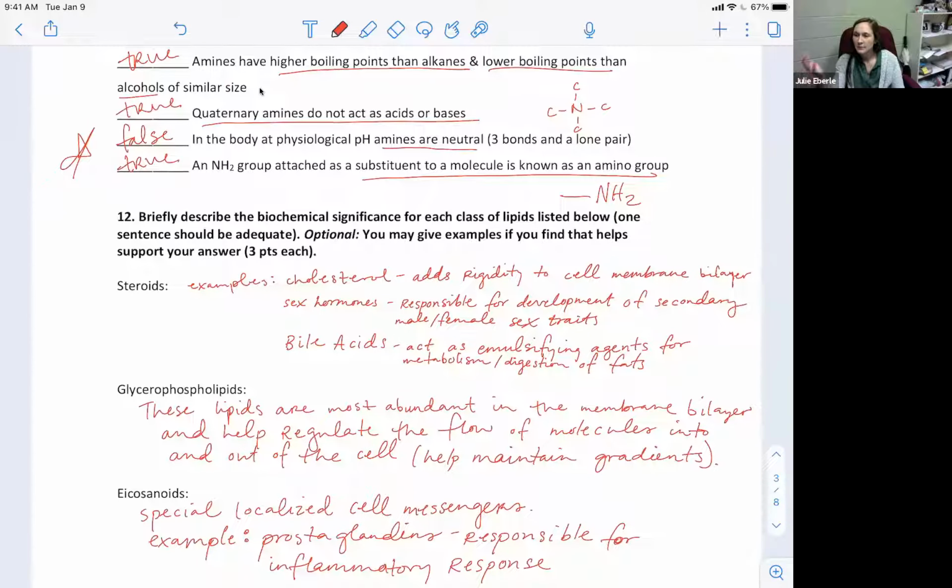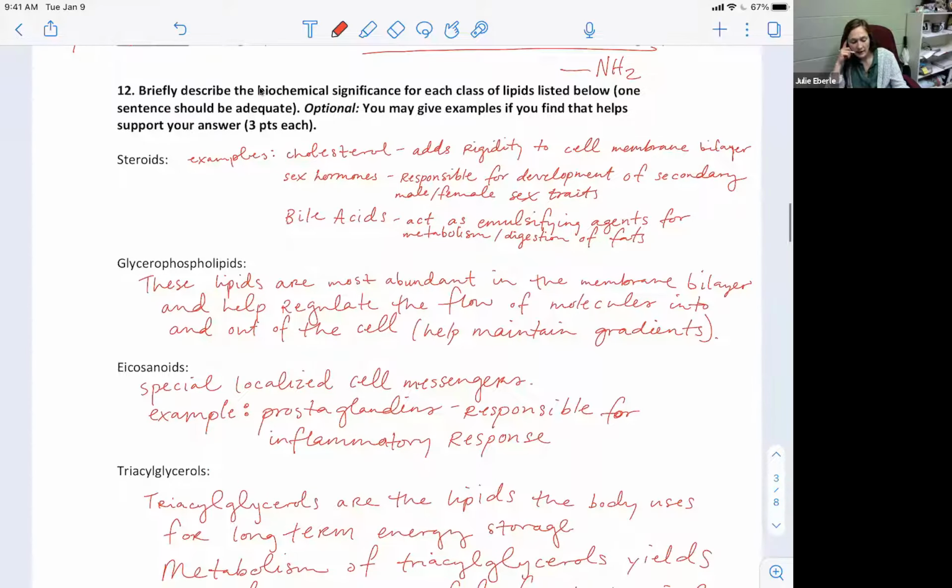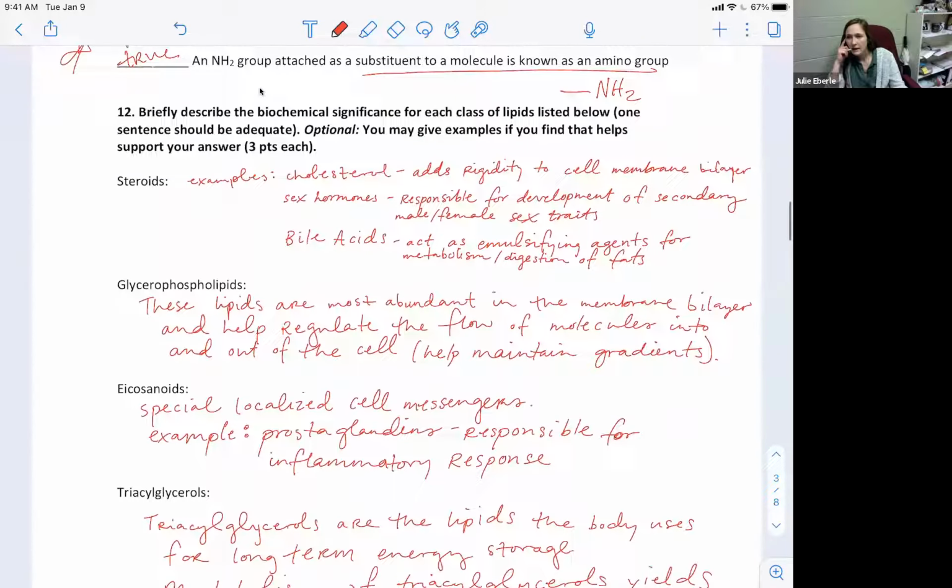You need to tell me the purpose of it. And literally, the very first slide of our lipid lecture last Friday, we walked through and wrote in all the biological significance of these types of lipids. Later, when I got to steroids and things like that, we expounded on those as we went. So if you did not tell me the significance, if you just gave me examples like cholesterol and sex hormones, I counted off points because I want to know, what are they useful for?